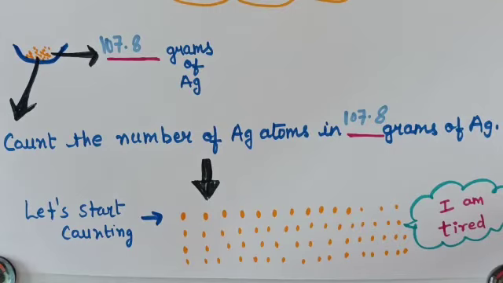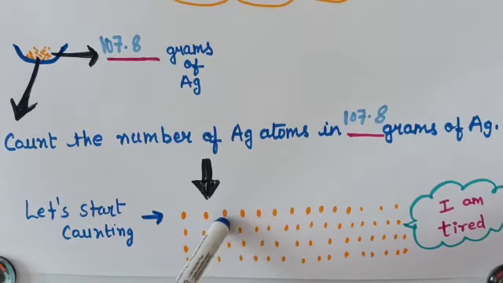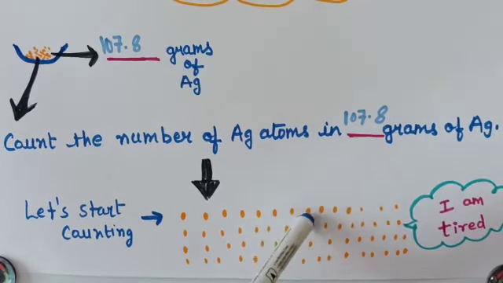Let's start counting. 1 silver atom, another silver atom, third silver atom, 4 silver atom, 5 silver atom, 6 silver atom, 7 silver atom, 8, 9, 10, 11. Likewise, there will be many silver atoms present in 107.8 grams of Ag. And it is almost impossible for you to count, and I'm tired of counting.